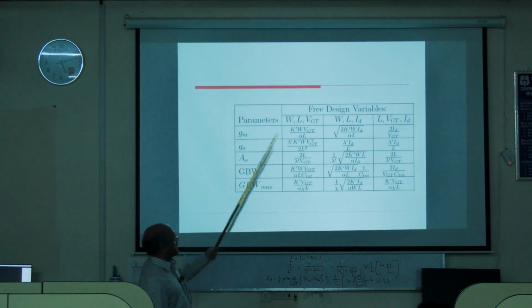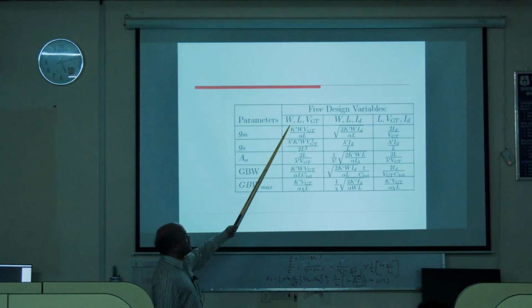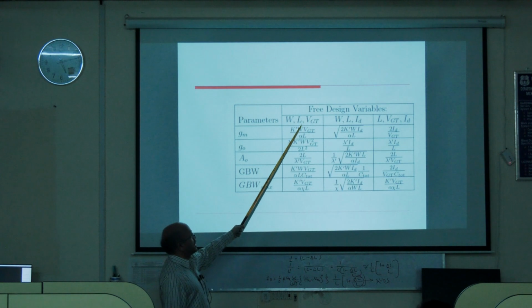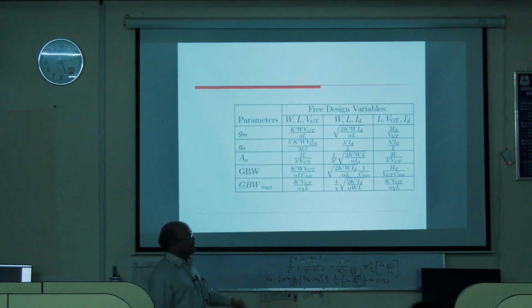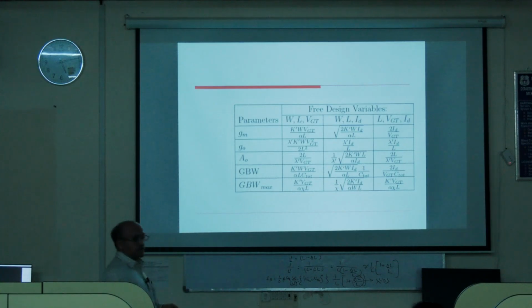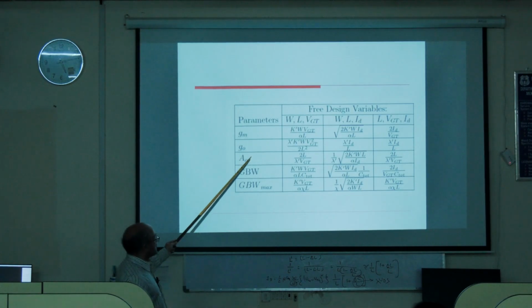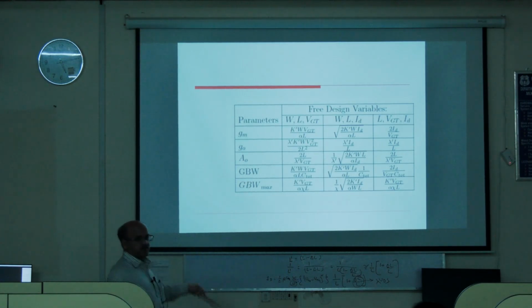What are the three styles? In the voltage base, the free design variables are W, L and VGT; for the current base, W, L and ID; and for the other base, L, VGT and ID. You can calculate GM, G0, A0, GBW and GBW maximum. Now why have we tabulated all this is the question here.